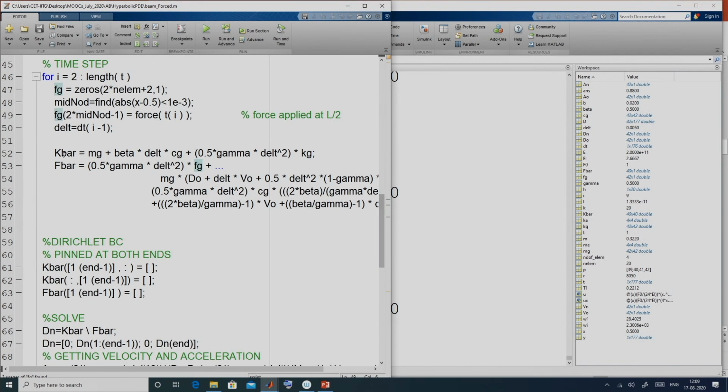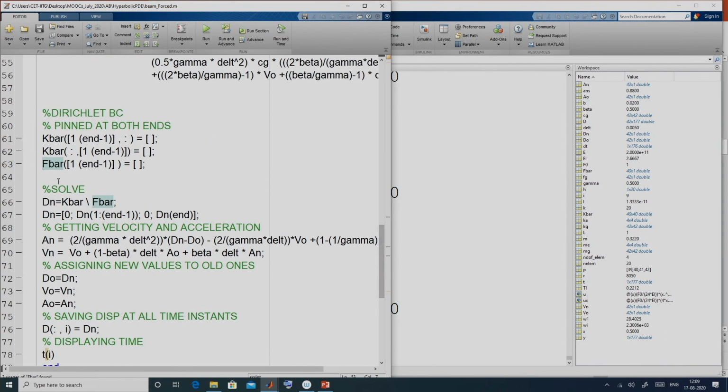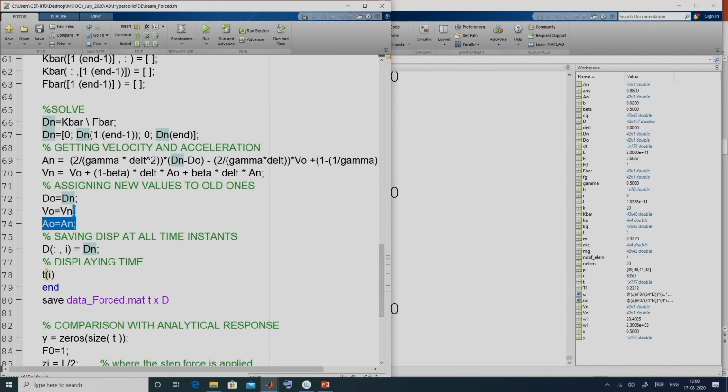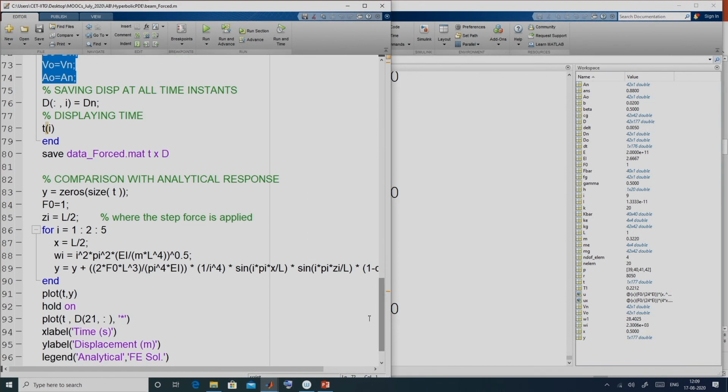Apart from that, again we calculated k bar and f bar similarly, put the boundary conditions and solved the problem. And finally we assigned the newly calculated displacement and velocity to the old ones, and compared it with the analytical solution. Here for the analytical solution, we calculated at L by 2, at the midpoint. We are interested in finding out the displacement for the entire duration of time.